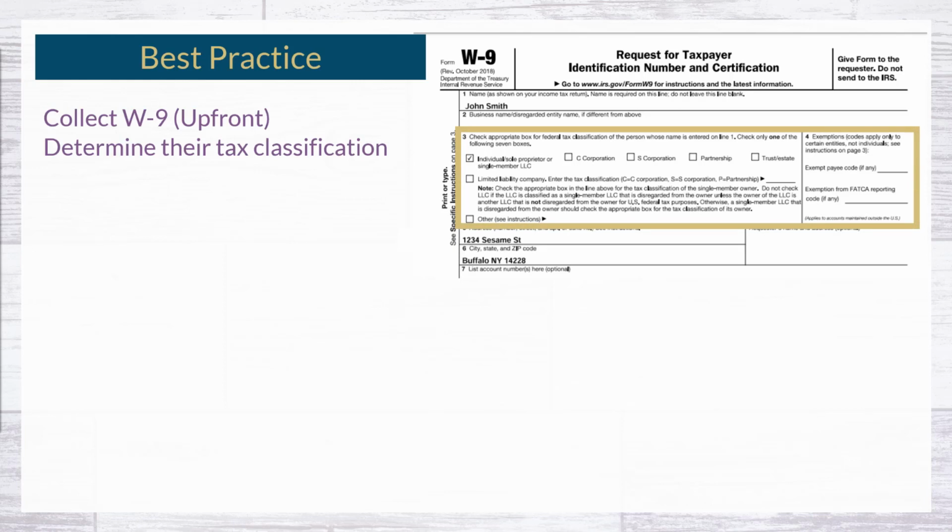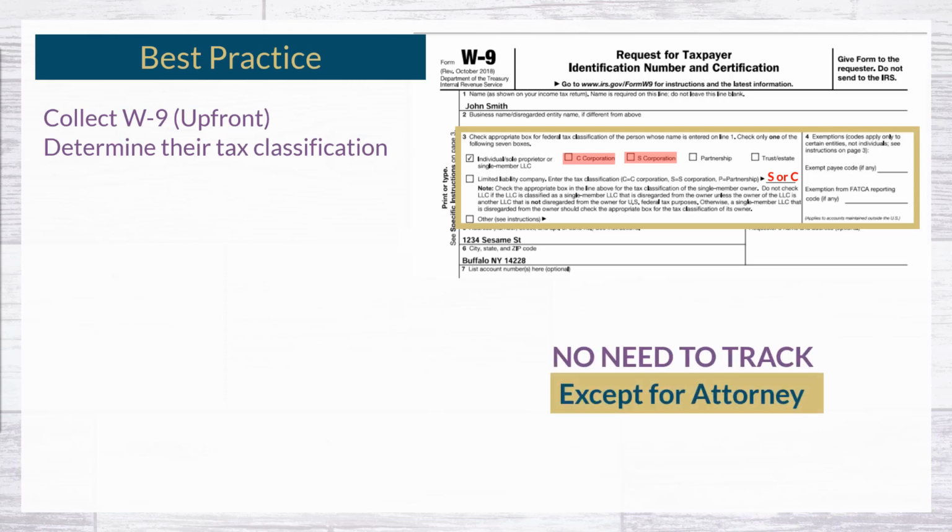If they have checked off C Corporation or S Corporation, or if they have entered an S or a C in the limited liability field, there is no need to track unless they are an attorney. Remember, it does not matter if an attorney is a corporation or not. You still must have a W-9 on file and report all payments $600 or more.